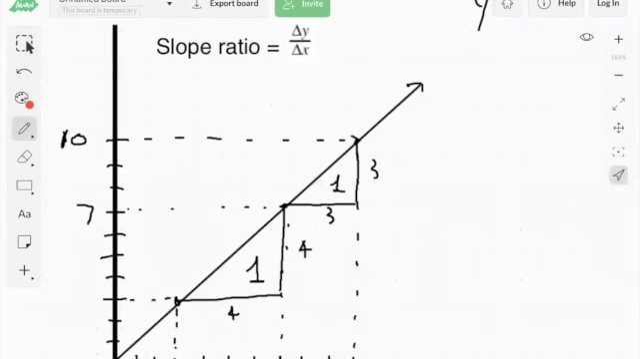So if we know the slope ratio, we can actually calculate this angle. Let's call it theta. And the way we do that is we use the tangent function, which you should see a tangent button on your calculator. And I'll show you how right now.